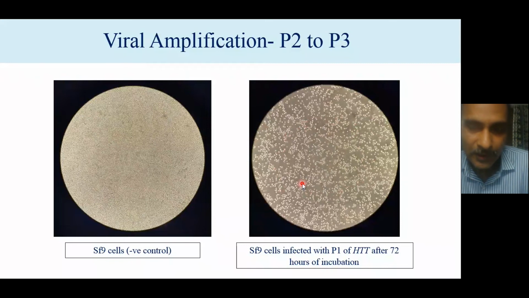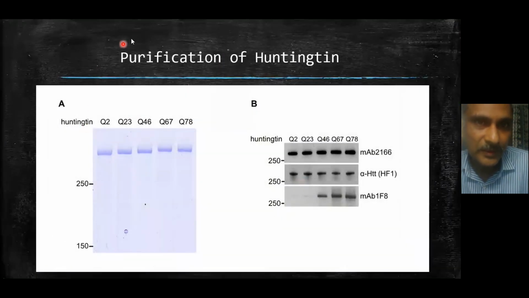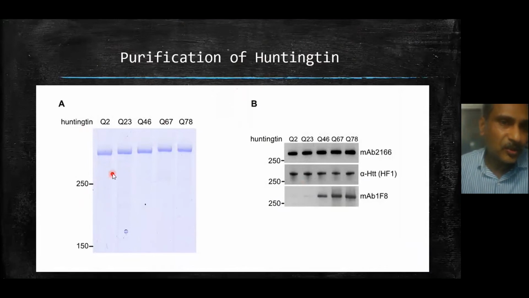Now this is an example which I was quoting. This is the purification of my protein of interest, huntingtin. We purified a range of proteins with different polyglutamine tracts. You can see that this is a large protein. This is the 250 kilodalton molecular weight marker, and our protein is 350 kilodalton, so it is coming much higher than 250 kilodalton. And you can see that we have purified 5 different proteins with different polyglutamine tracts.